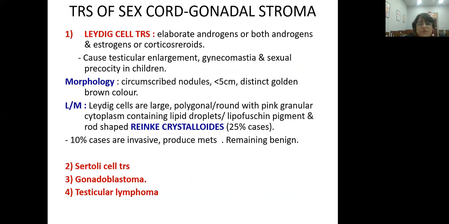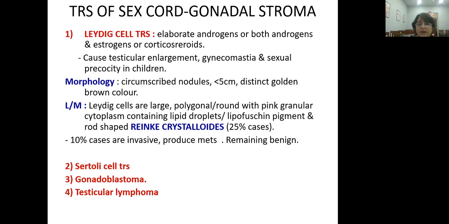Leydig cell tumors and the Sertoli cell tumors elaborate hormones. These are the hormone producing tumors. They can elaborate not only androgens but also estrogens and corticosteroids. They contain Reinke crystalloids. Just remember that in the cytoplasm of Leydig cell tumor you find certain needle-like crystals, which contain lipid droplets, lipofuscin pigment and rod-shaped Reinke crystalloids, which are detected in 25% of Leydig cell tumors.